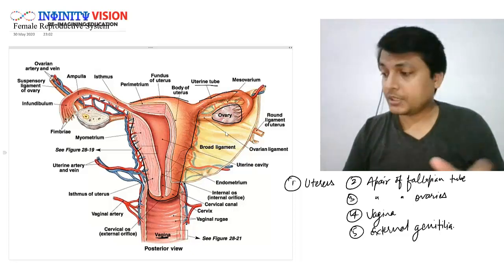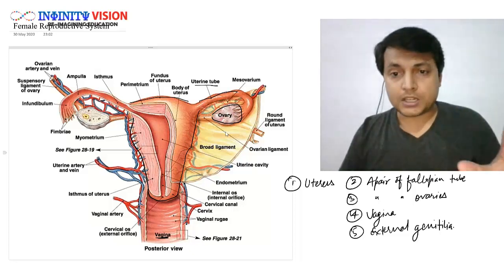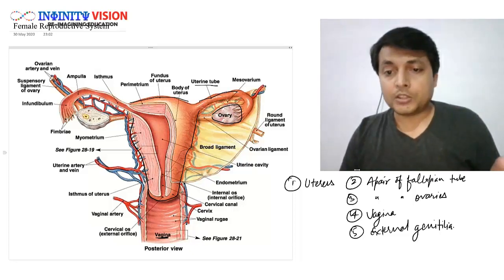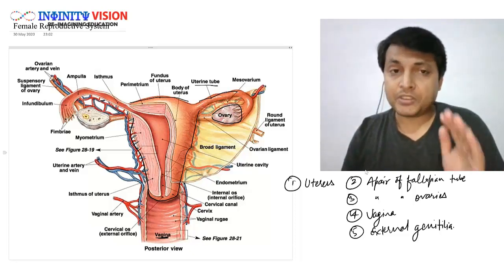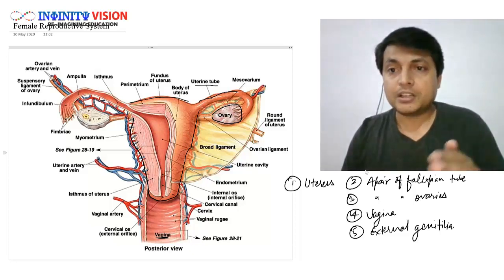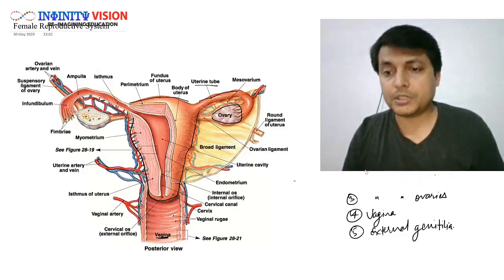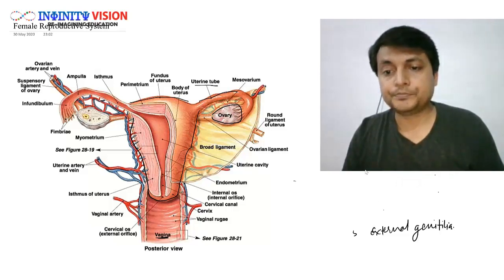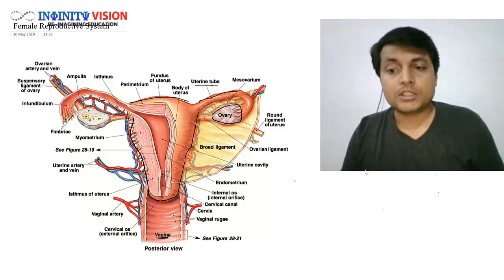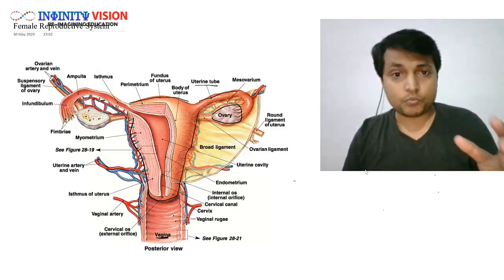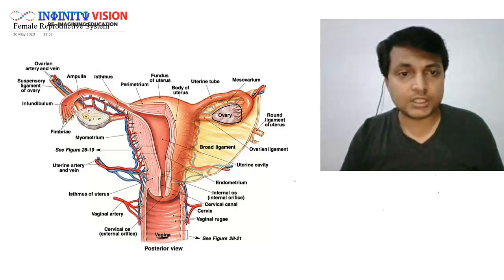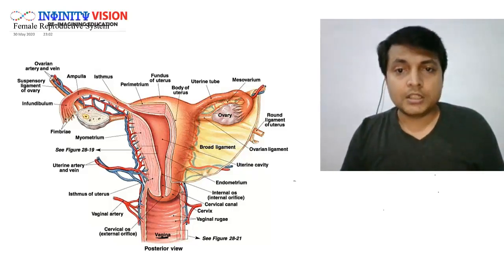Okay, great. So this figure shows you the first four, that is uterus, fallopian tube, ovaries, and vagina. The external genitalia requires another image, because we cannot see it in this. It is not possible to depict both in one image. So let us look at these one by one in good detail. Let us start with ovaries.